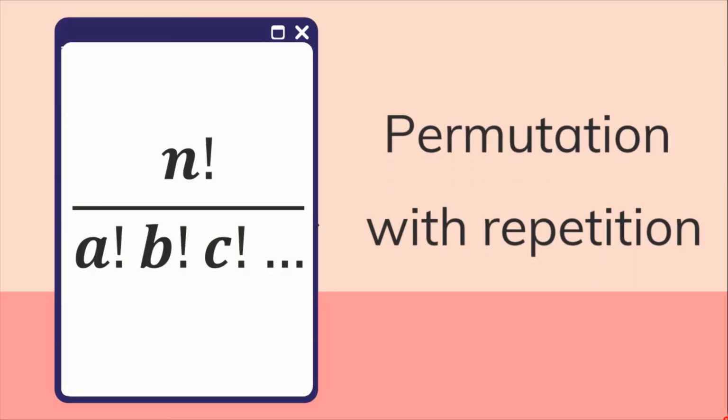Balikan natin. To find the number of distinguishable permutation or the number of permutation with identical elements, we use the formula n factorial divided by a factorial, b factorial, c factorial, and so on.